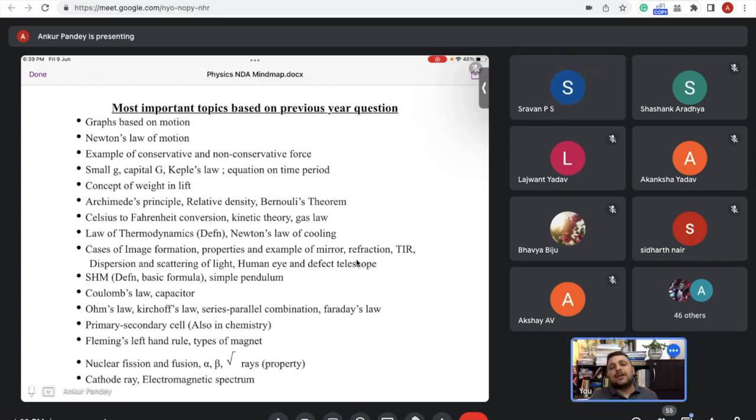12th grade, chapter number 1 of physics is electric charge and field. Chapter number 2 is potential and potential energy. Chapter number 3 is current electricity. Chapter number 4 is magnetic effects of electric current. Chapter number 5 is magnetism of matter. Chapter number 6 is EMI and AC. Chapter number 7 is electromagnetic wave, where book number 1 ends. Book number 2 starts with light, reflection and refraction.